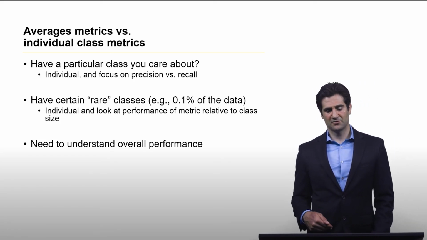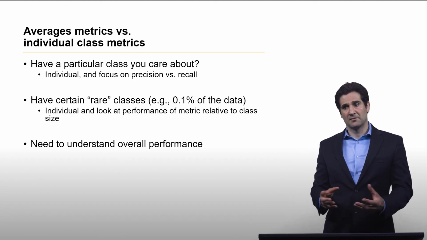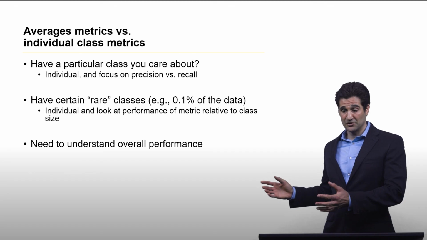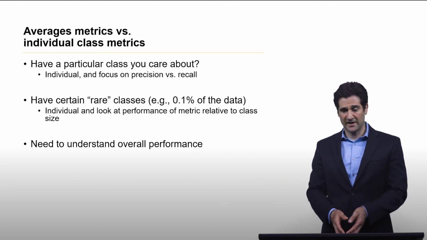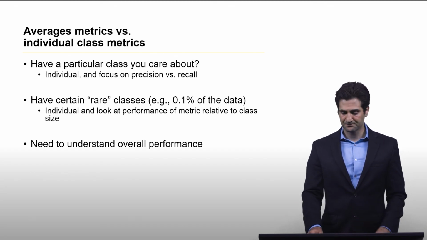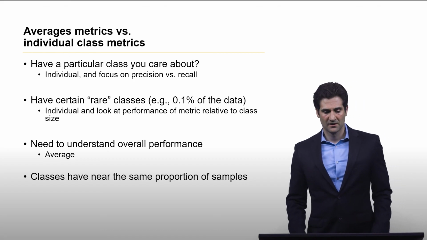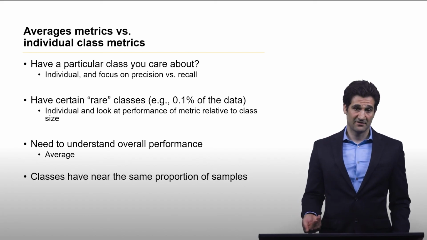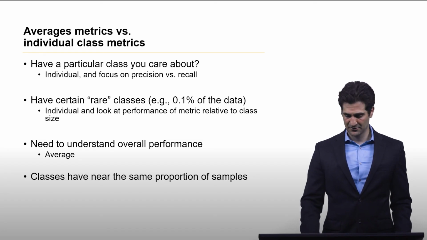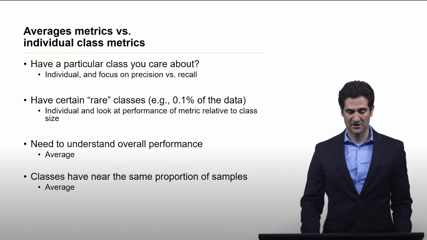However, sometimes, alternatively, you might just want to get an understanding of the overall performance of the model. Maybe like in our iris example, there are multiple classes, and you just want to get an aggregate. You say, I don't know which one's most important. They all kind of are. In that case, you would want to look at an aggregate metric, such as a micro average or a macro average. Likewise, if the classes have nearly the same proportion of samples, it may also be good to look at an aggregate metric, such as a macro average.